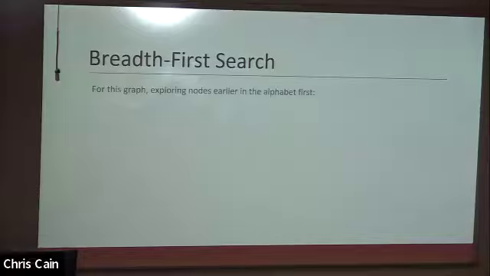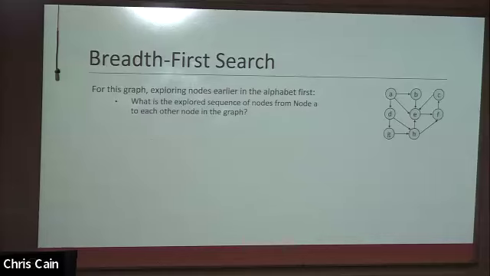So we'll do nodes earlier in the alphabet first again. So what is the explored sequence of nodes getting from node A to every other node in the graph? Let's do exactly the same thing, and we'll see breadth first what this looks like. So we see getting from A to B is pretty straightforward. We're going to add B and then D and then E to the queue. But the first one we get out of that queue is B, so we're done.